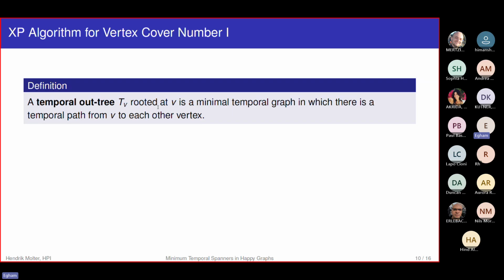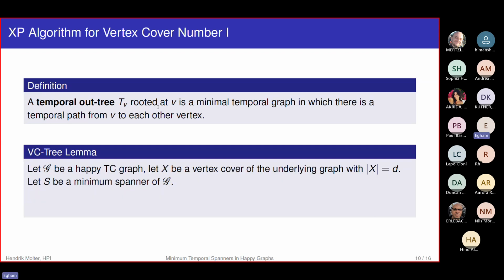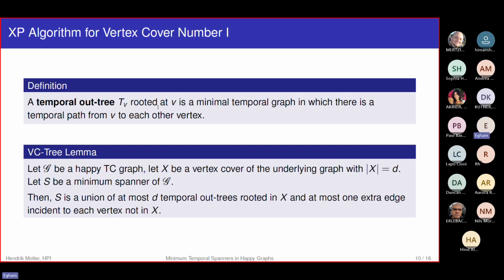It's a very simple concept. They are rooted at a vertex V, and they are minimal temporal graphs in terms of the number of time edges or labels, in which that vertex V, the root, can still reach all the other vertices in the graph. And the lemma that we could show, which we call the VC vertex cover tree lemma, is that if you have a happy graph with a vertex cover of size D, and you take a minimum spanner of that graph, then the spanner has the following property.